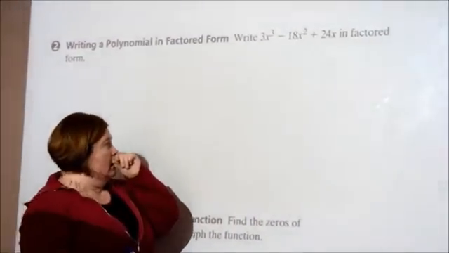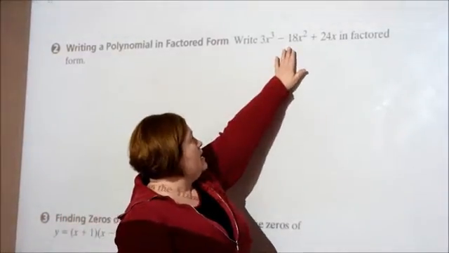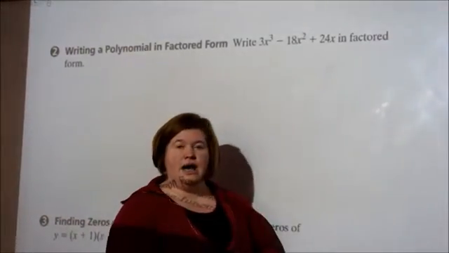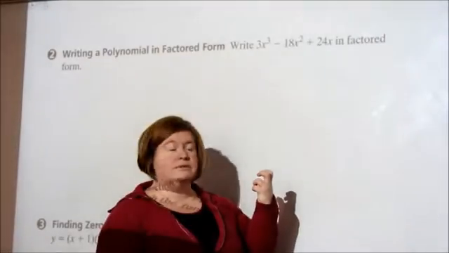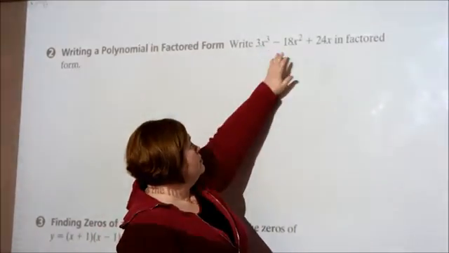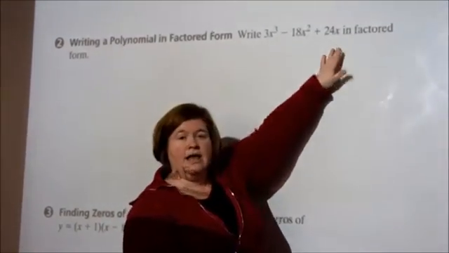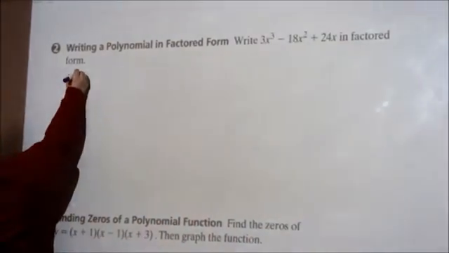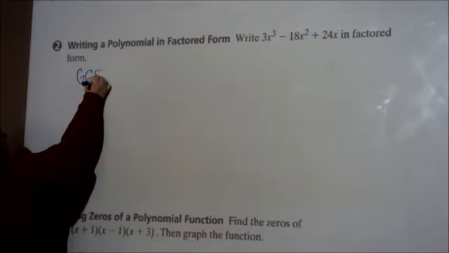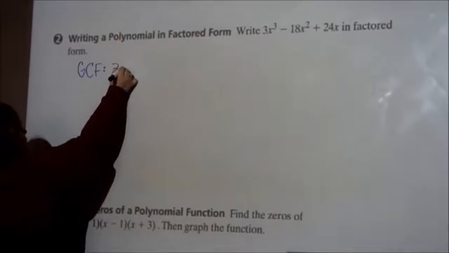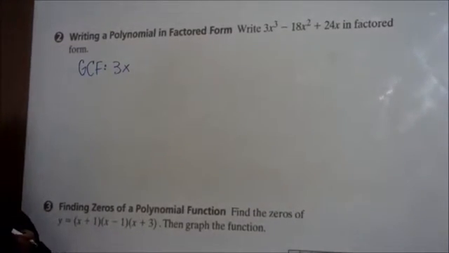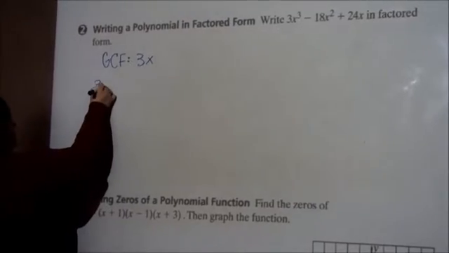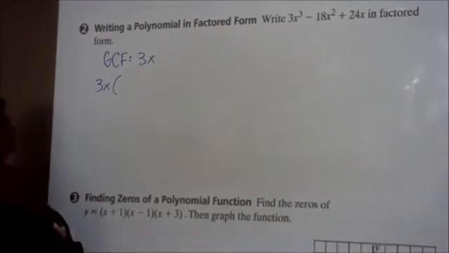Well, 3 and negative 18 and 24, I could take 3 out of each one of those. X cubed, x squared, and x, they all have at least one x. So my greatest common factor that I'm going to pull out is 3x. So if I do that, I'm going to put in parentheses what's left over.